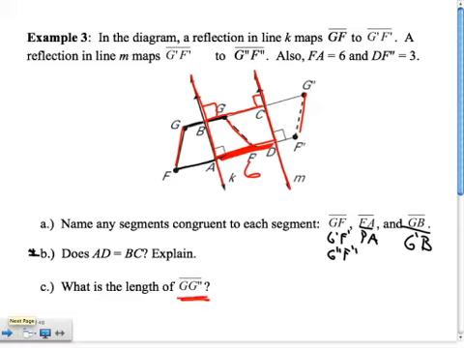It says, what's the length of G to G double prime? Well, let's see here. We know that FA is 6. So this piece is 6, and we know that D to F prime is 3. And so if that's 6 and that's 3, this middle piece has to be 9, because again, that distance is going to be 2 times as much. All right, so the distance is very simply going to be 18.